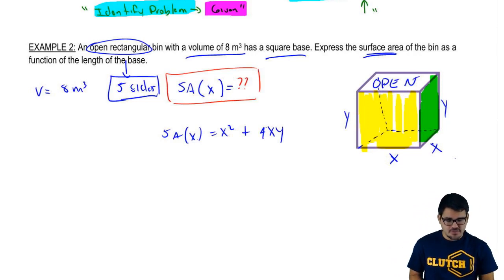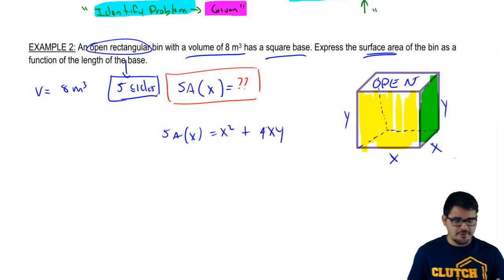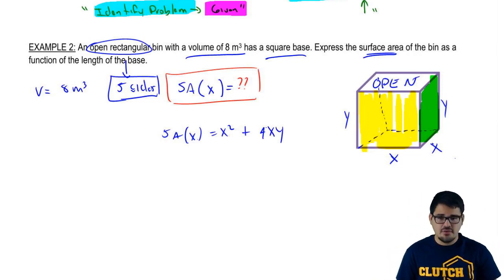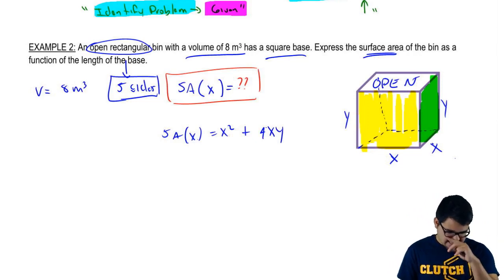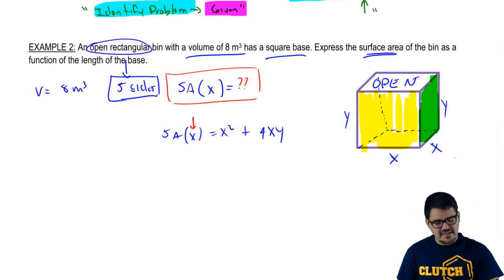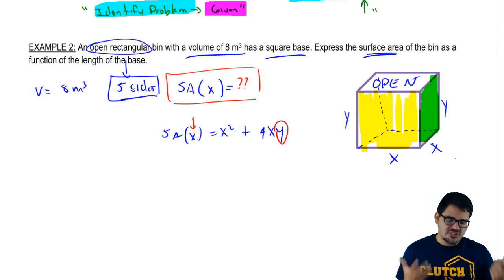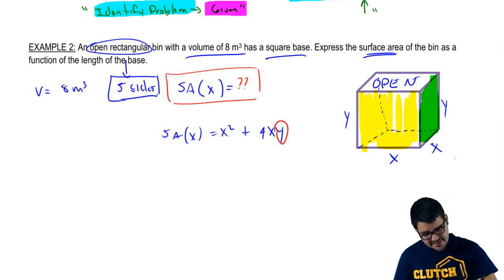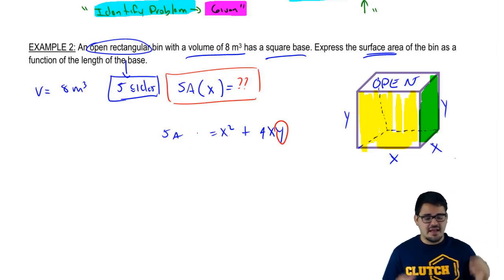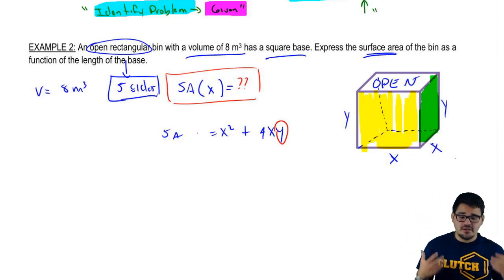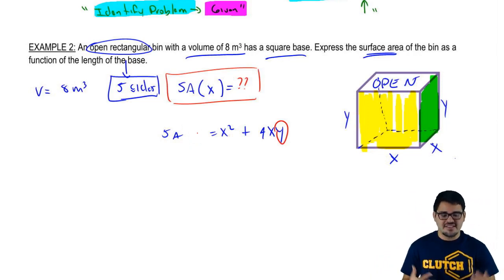And then we look at our surface area formula, and there's a problem. We have to identify the problem. It is not all in terms of x because I have this y over here. So that's what sucks. I cannot say that's in terms of x. I have my surface area formula that I need to fix.